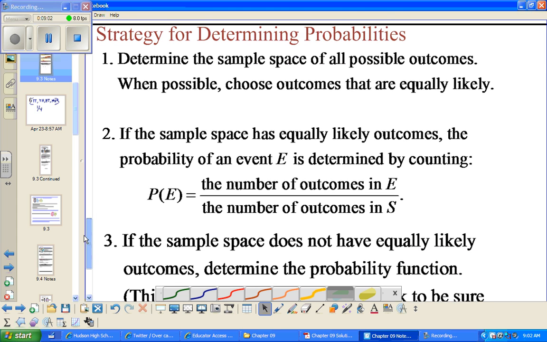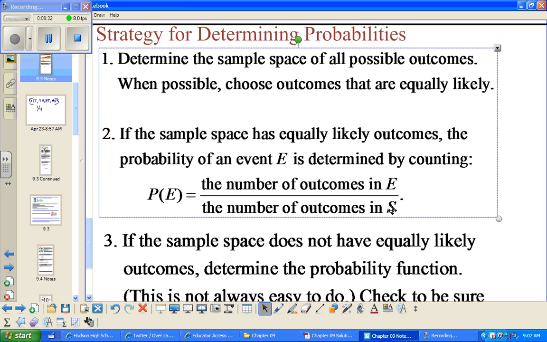Just want to throw out here the strategies for determining probabilities. First, determine the sample space of all possible outcomes. When possible, choose outcomes that are equally likely. What that is saying is, make sure you have accounted for everything that could happen. And then, if the sample space has equally likely outcomes, the probability of an event E is determined by counting the total number of outcomes in E divided by the number of outcomes in S. This P(E) just means the probability of event E occurring.